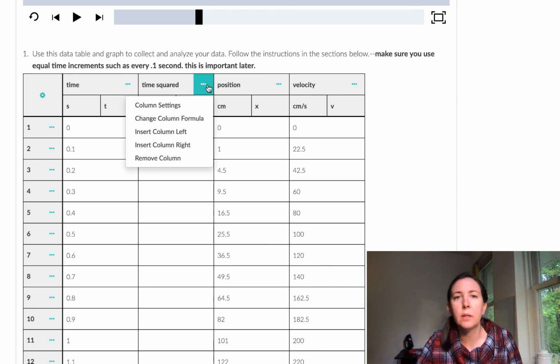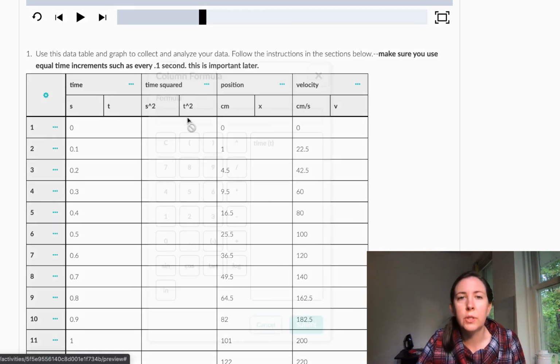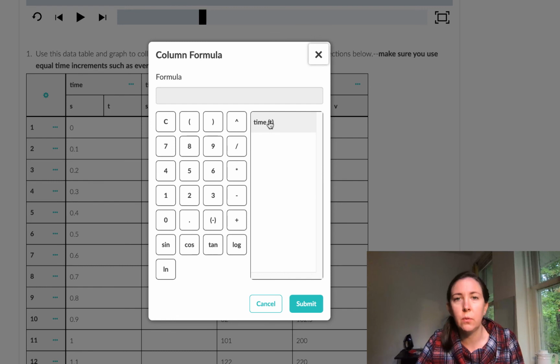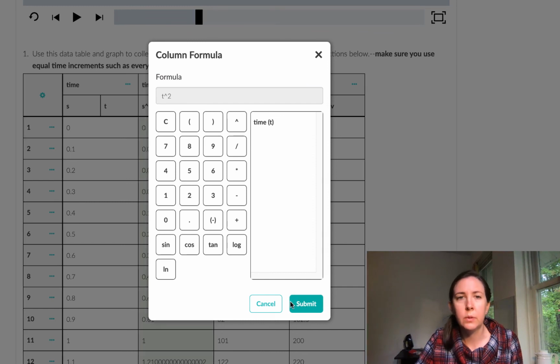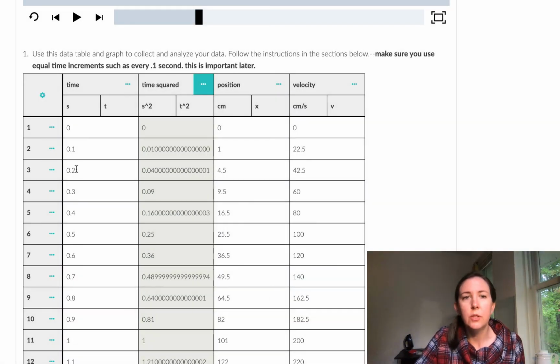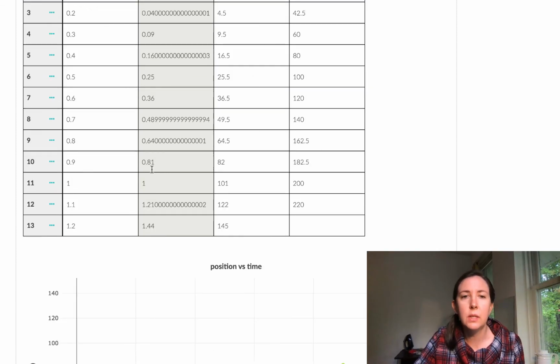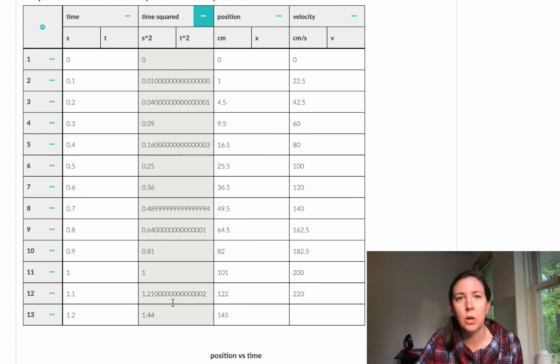So everything's going to be squared. And how am I going to find this? Well, we're just going to calculate it. This column is just going to be time squared, and we'll see if that works. All right, so if I square 0.2, I would get 0.04. If I square 0.3, I would get 0.09. So this is our time squared column.